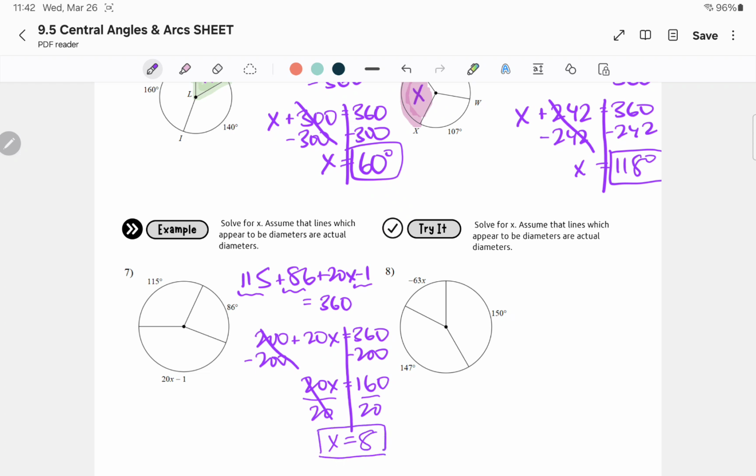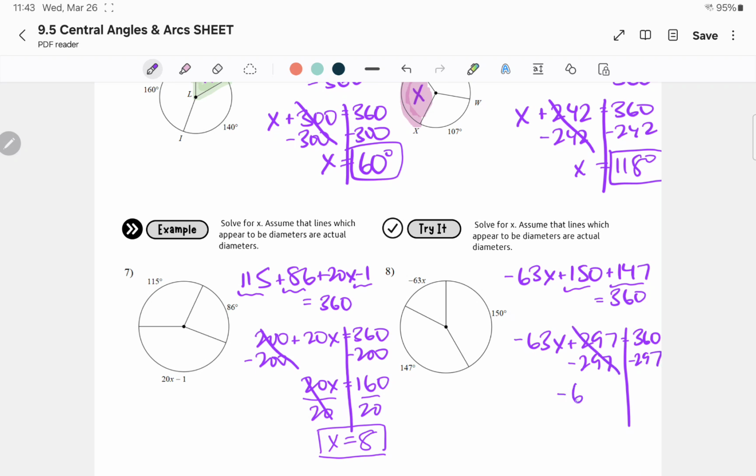So go ahead and try number 8. Same thing. It's going to add to 360. I'm waiting. Hopefully you did it. All right. So negative 63x plus 150 plus 147 is equal to 360. So we're going to combine like terms. So let's bring down negative 63x. 150 plus 147 is 297. And now we're going to subtract 297 from 360.